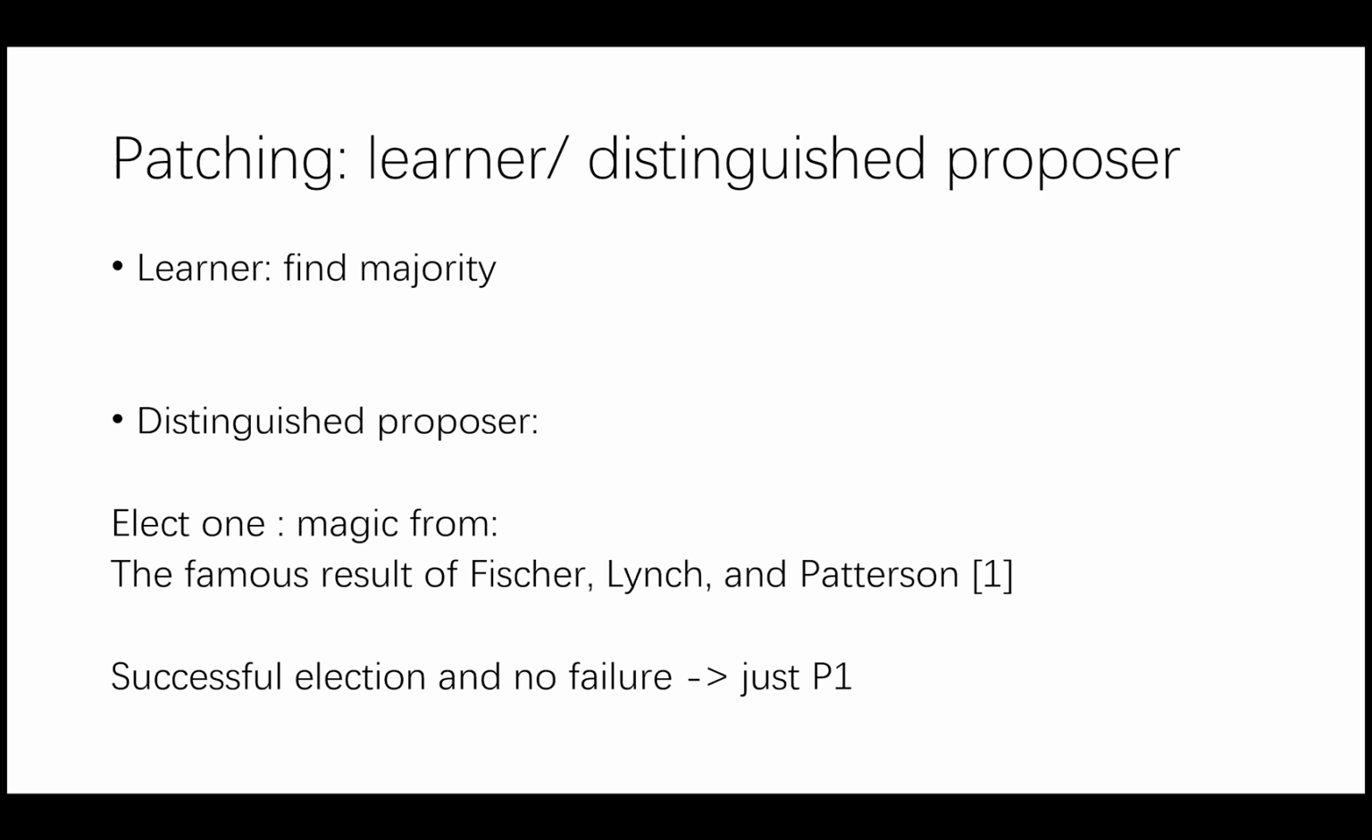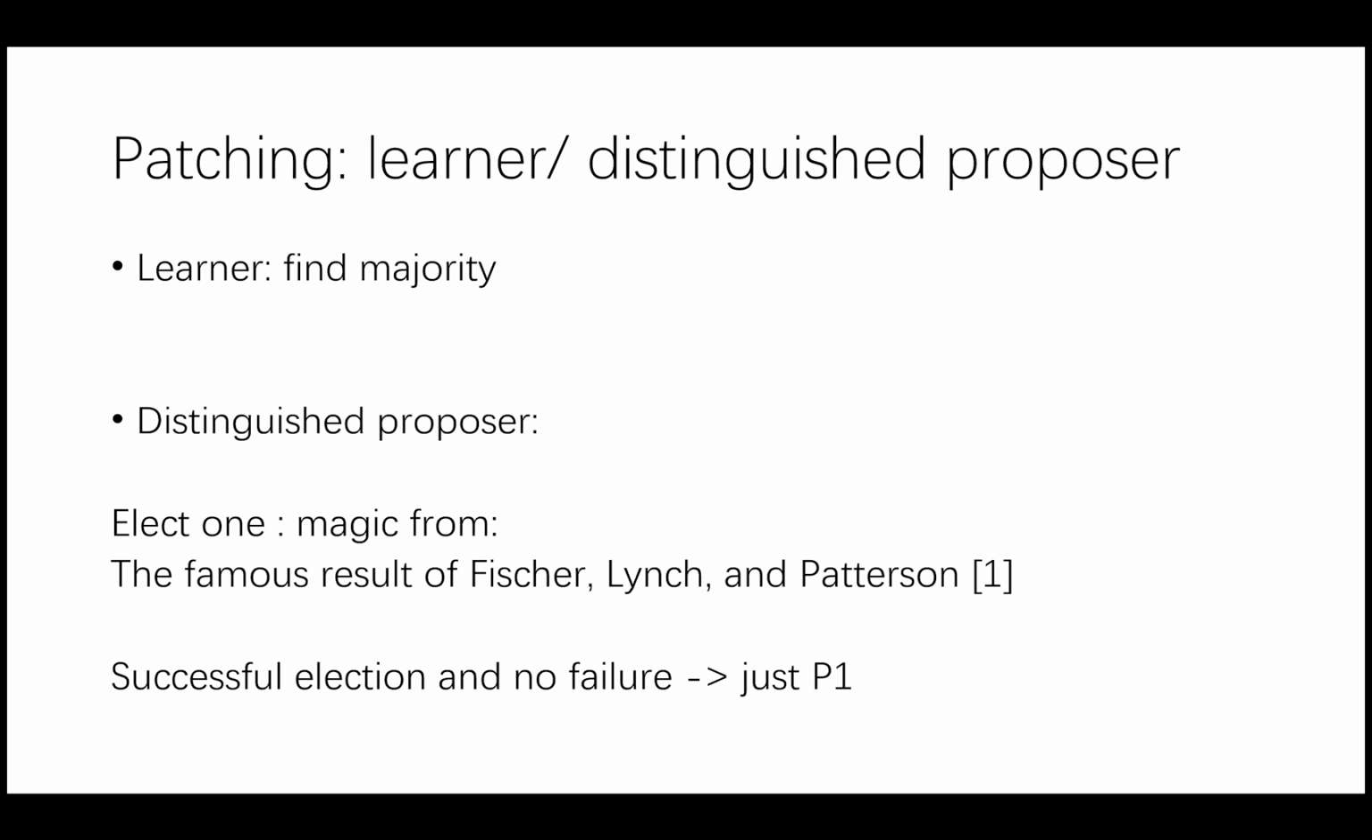When we have a successful election and no failure, the whole system just downgrades to only having property 1. That is, as long as we have property 1, we can solve everything. So basically, all of property 2 and the following Paxos algorithm is just to solve the cases when more proposers suddenly appear.